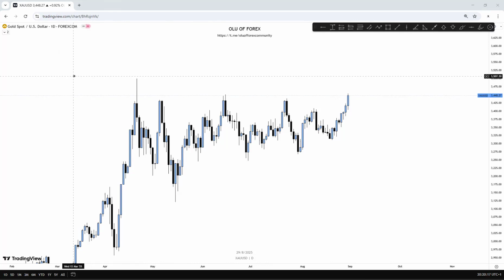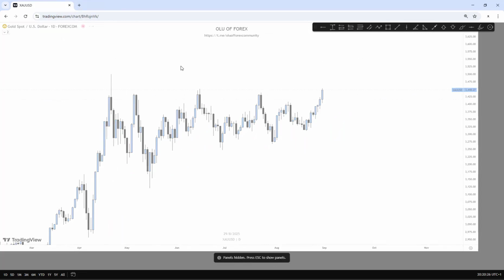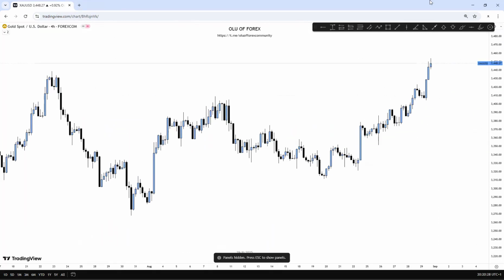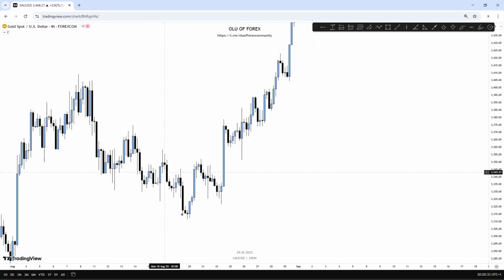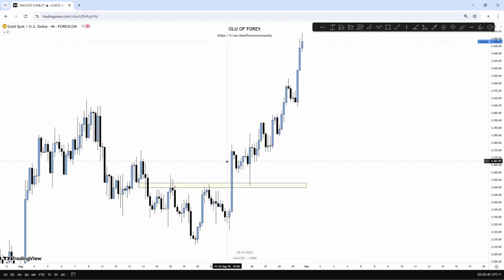Now on the 4 hours time frame, which is the time frame I'll be using for my review of last week, what we can see is an inverted head and shoulder. Last week I saw an inverted head and shoulder on gold. Price broke above this neckline, then came back to retest the neckline, then bought massively from it.